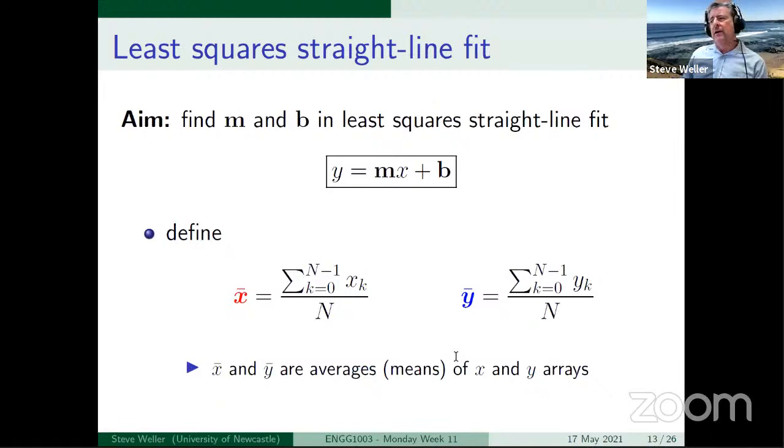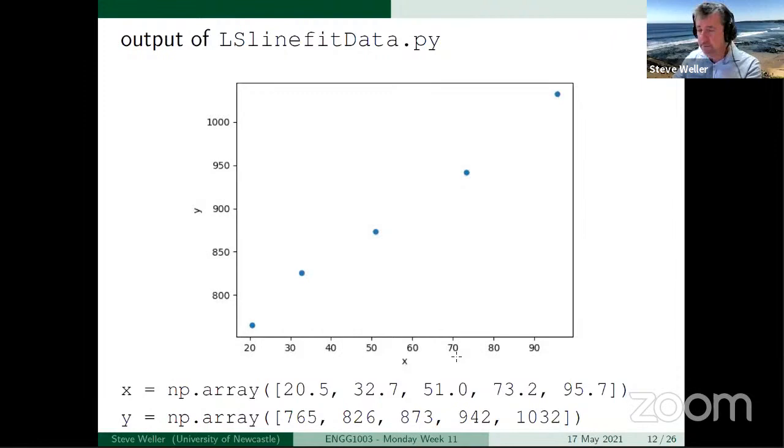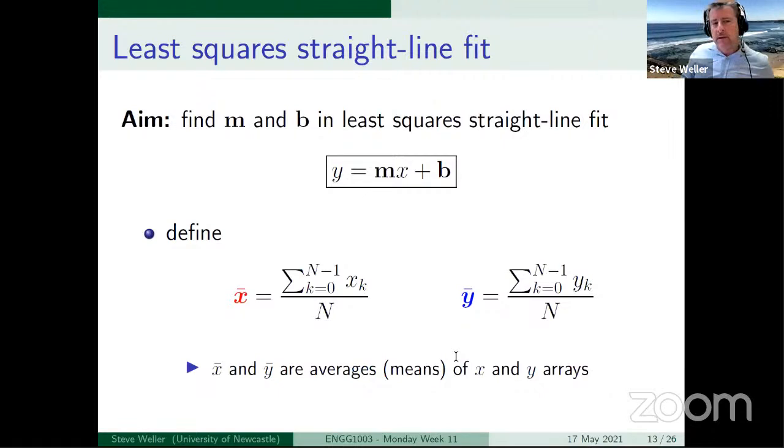What I'm going to do now is present a couple of slides of the general setting, and then we'll apply our general setting to the specific problem of finding the line of best fit through these 5 data points. So our aim in this least squares straight line fitting is to find the gradient and the offset. I've indicated them here in bold font to make them more visually obvious. We're trying to find M and B, which puts the straight line through the observed data and makes it the best line in the least squares sense, in the sense of minimizing those rectangles.